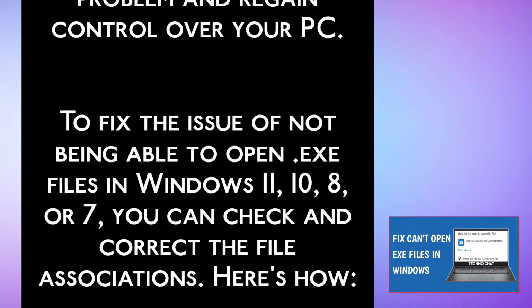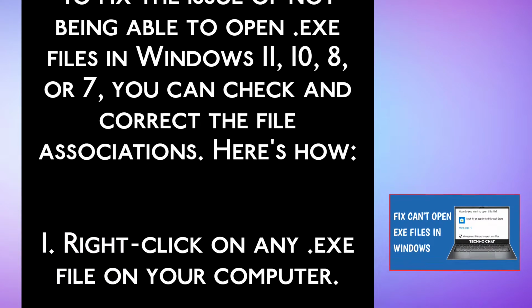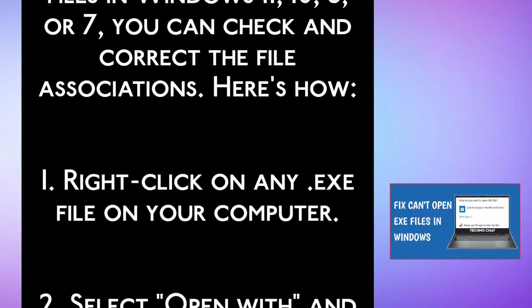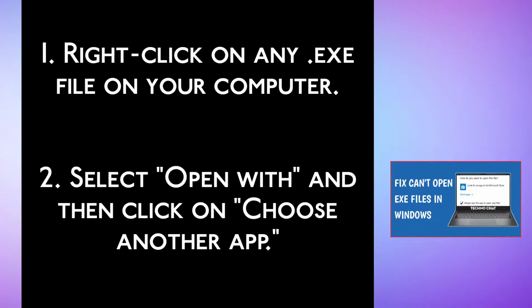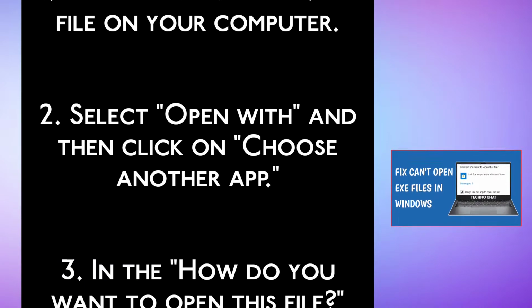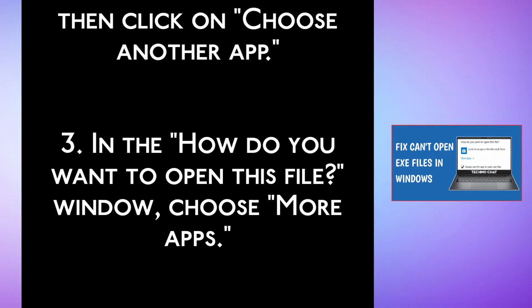To fix the issue of not being able to open .exe files in Windows 11, 10, 8 or 7, you can check and correct the file association. Here's how. Step 1. Right-click on any .exe file on your computer. Step 2. Select Open With and then click on Choose Another App.